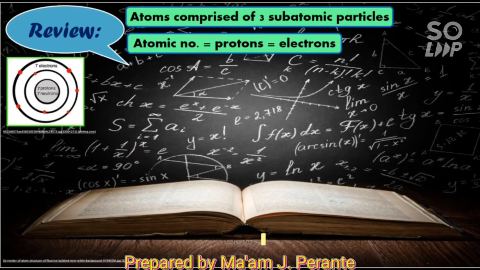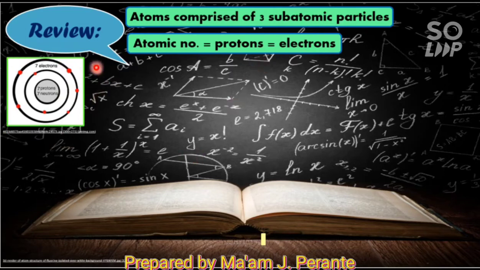So, protons, electrons, and atomic number are all the same. So, meaning to say, if this element has 7 protons, the electrons are also 7. So, let us count the electrons. 1, 2, 3, 4, 5, 6, 7. So there you go. We have 7 protons and 7 electrons. And that is also equal to the formula that we have a while ago that electrons and protons are equal.